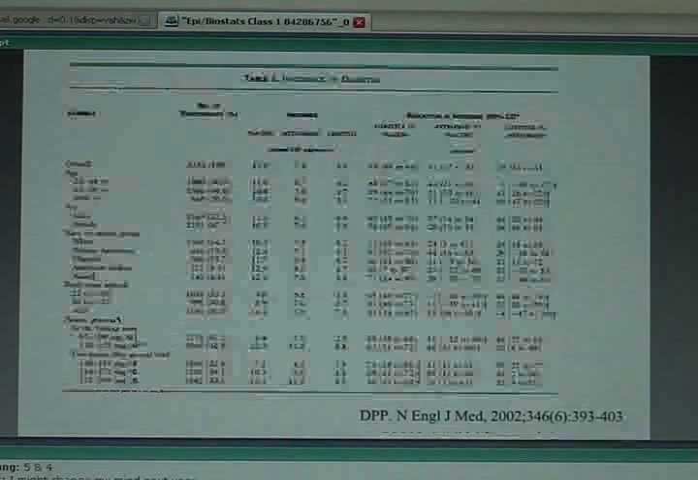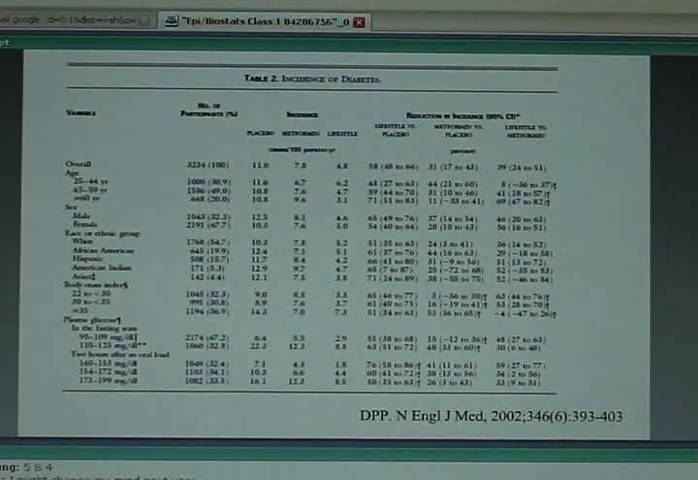And notice incidence is reported as cases per 100 person years. Because in this study, notice that there are 3,000 people in this study.